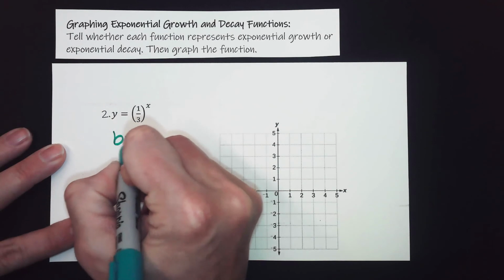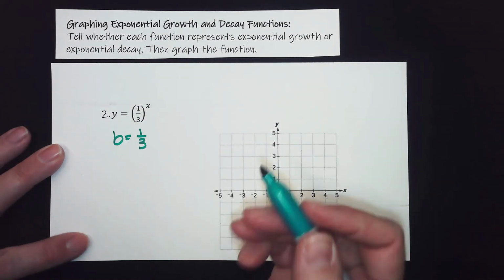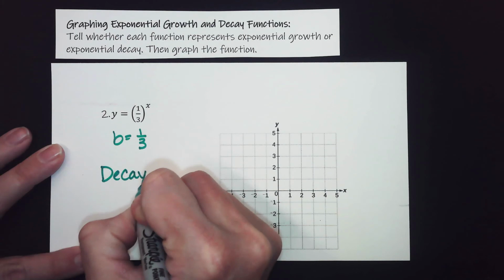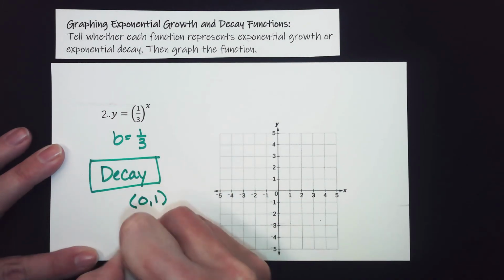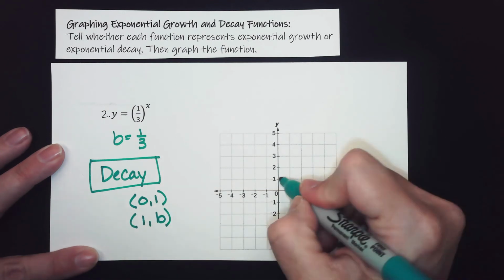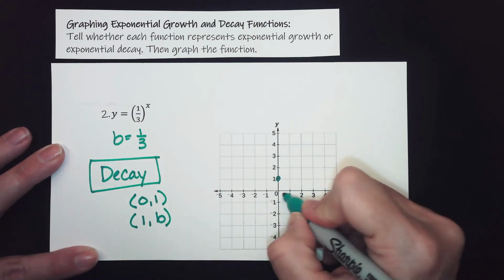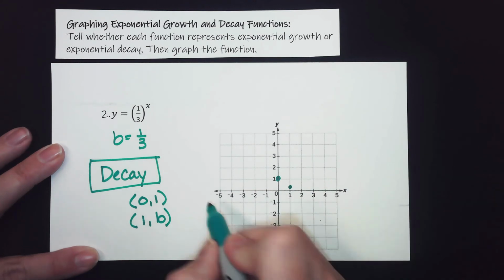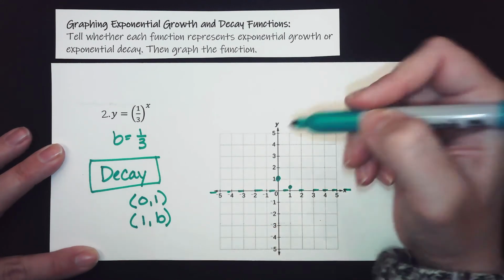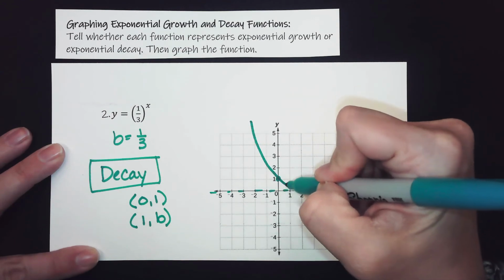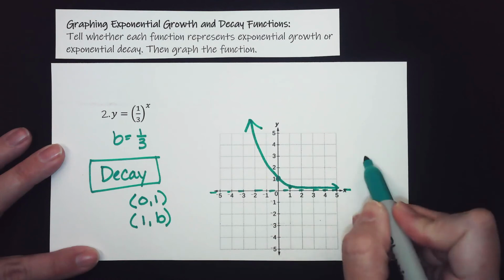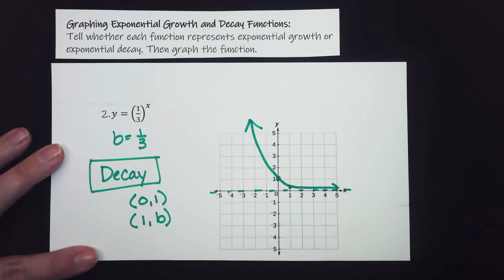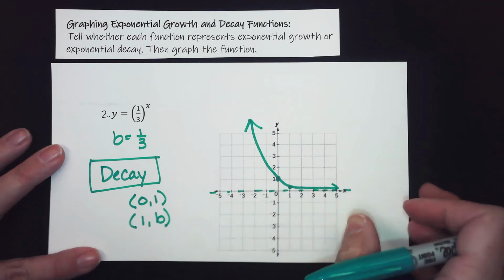All right, number 2. Okay, in this case, our b is 1/3. That is between 0 and 1, so I know this is exponential decay. So I plot those points. Remember, we have the point 0, 1 and 1, comma b. So 0, 1, and then b is 1/3, so I go 1 and up about 1/3. Here was that asymptote. And then it's going to start tall, go through those, and flatten out. Okay, it doesn't go back up. It is approaching that x-axis infinitely. So it's still going down, just very, very slowly.